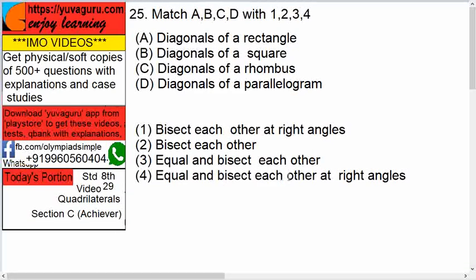Equal and bisect each other at right angles? No, that is not true for a rectangle. So either 2 or 3 for A. But bisect each other only. Is there a parallelogram? Yes. Here, diagonals of a parallelogram only bisect each other. So they are not equal. So D can be matched with 2 and A can be matched with 3.